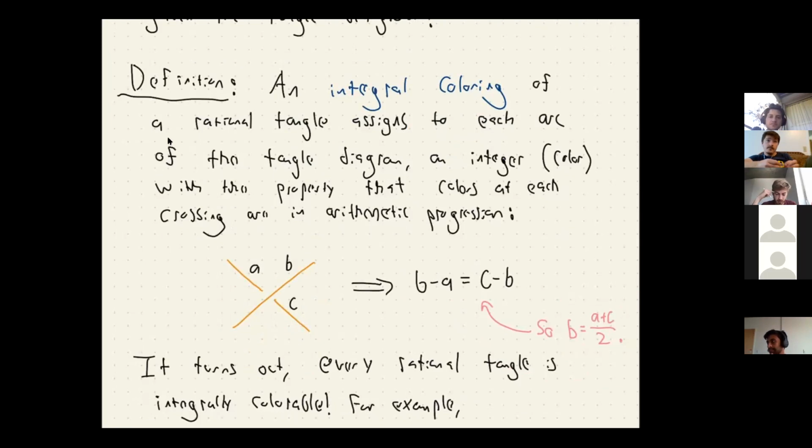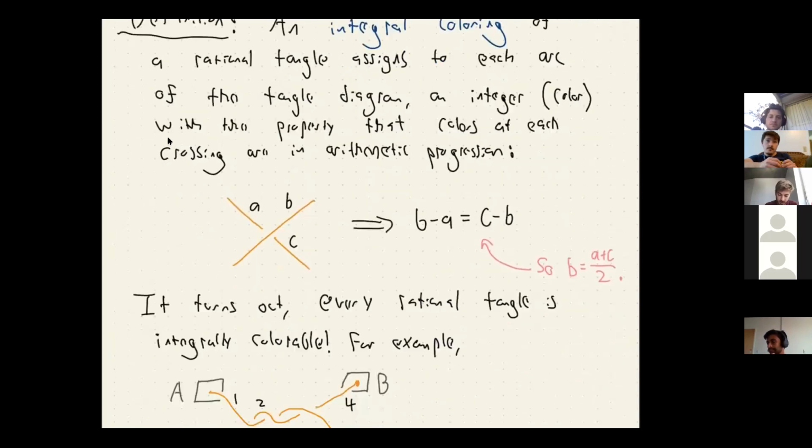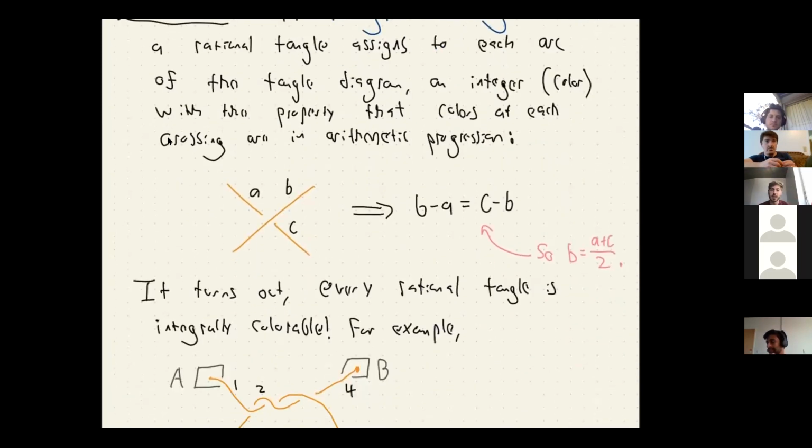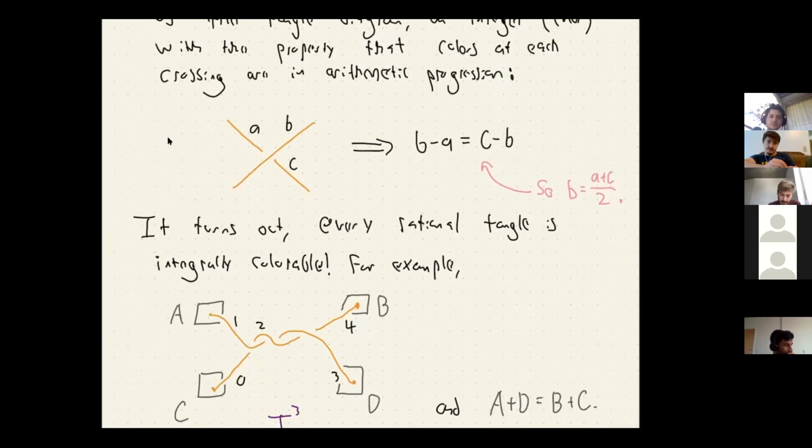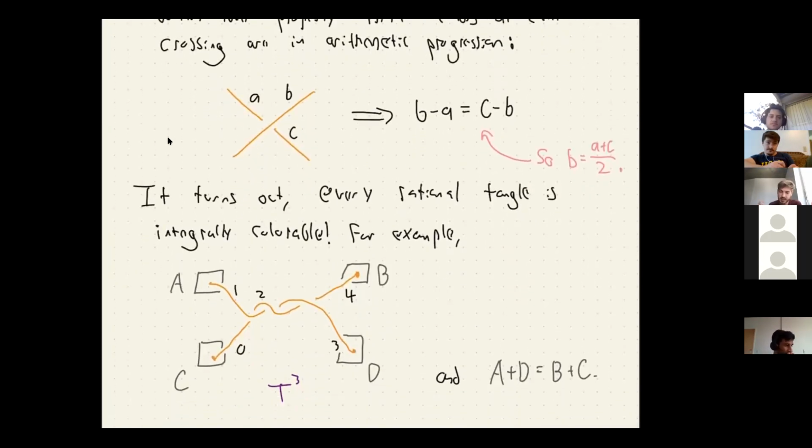So that's an integral coloring, and some knots are not integrally colorable. You need to color them with integers mod n or something like that sometimes. But every rational tangle is integrally colorable. And here's an example. Let's look at the tangle I get from applying a twist 3 times.